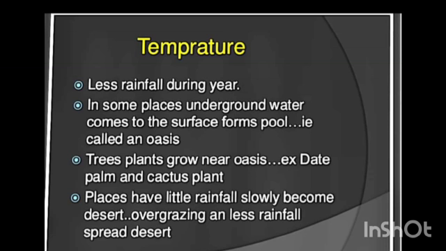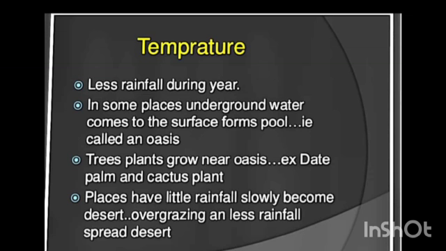Temperature of Thar Desert. As we know, the rainfall is very scanty there. So, in some places, underground water comes to the surface from a pool, and that is called an oasis. Trees and plants grow near oases, such as date palm and cactus plants.